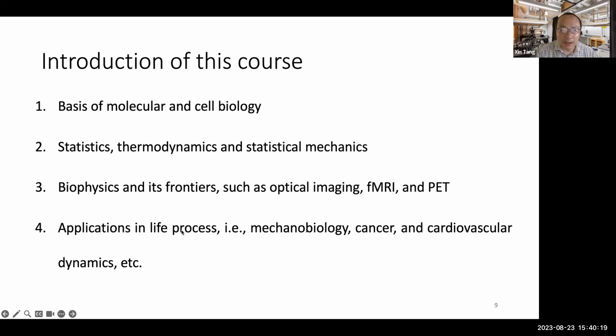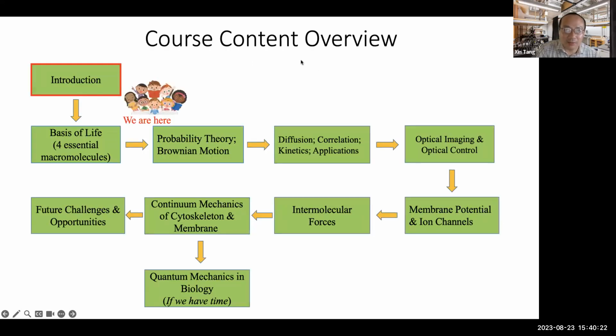Okay, and I put the class content in a flow chart. So here, from the introduction to the basics of molecular and cell biology, and then basic mathematics, probability theory, and then basic physics, Brownian motion, and diffusion. They are all connected together. And diffusion, correlation, kinetics, and their applications. And then the biophysics tools, like the imaging tools.